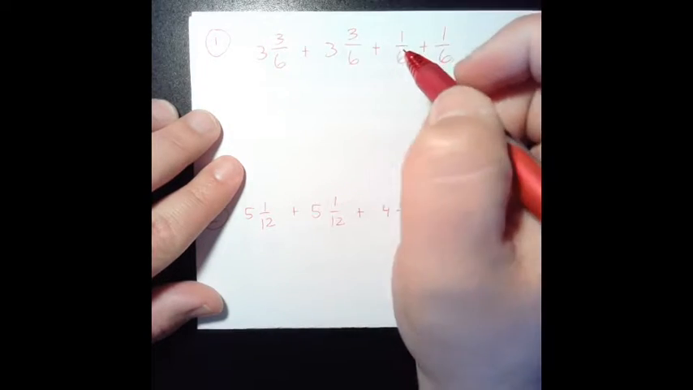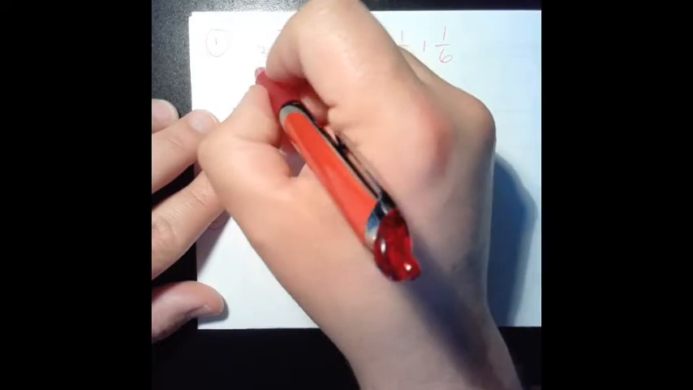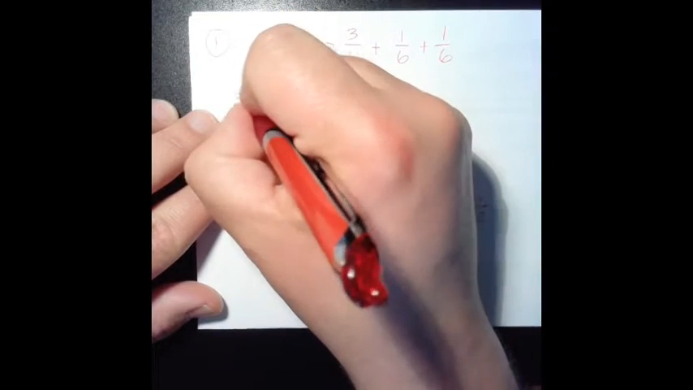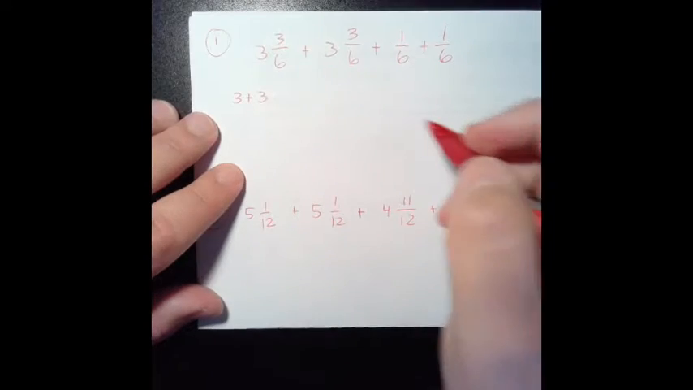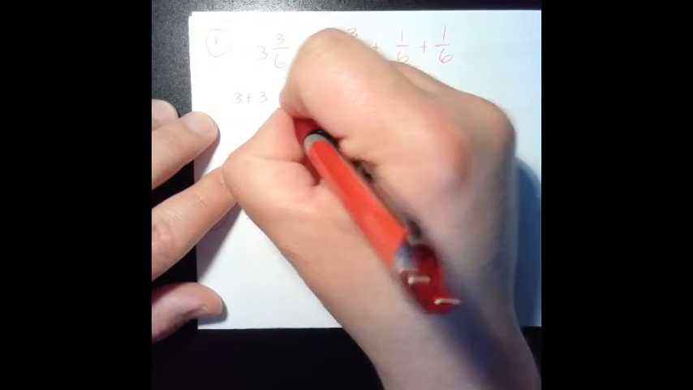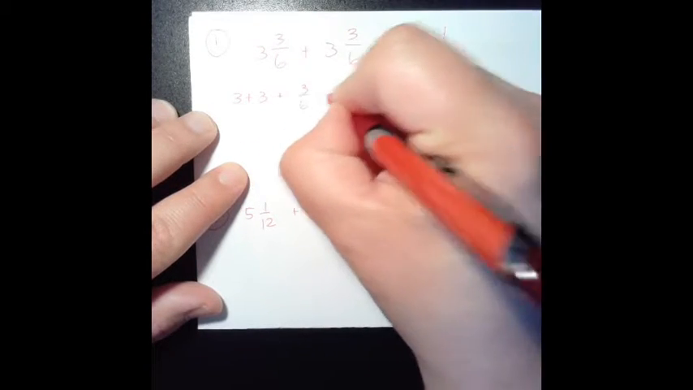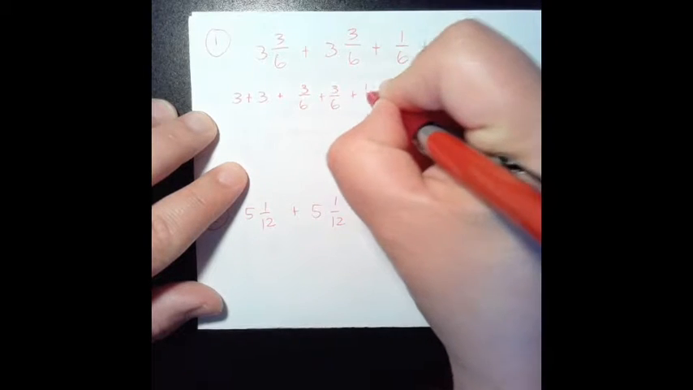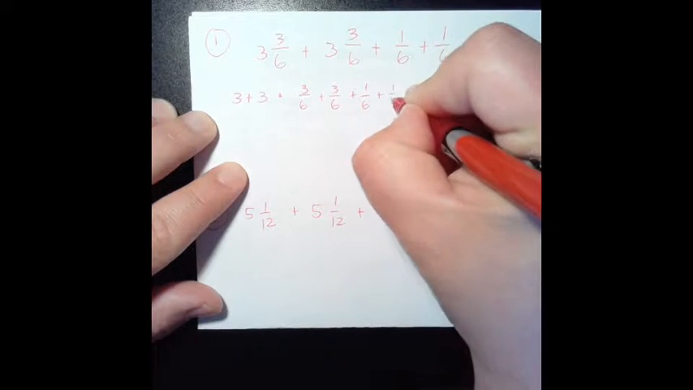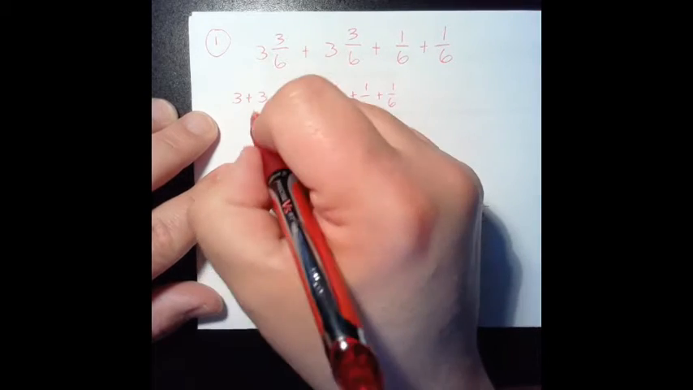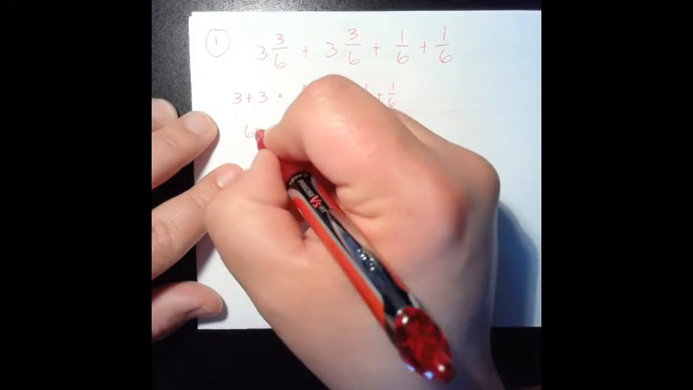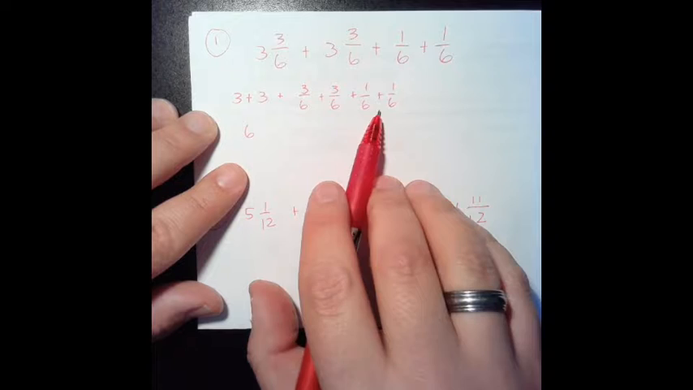What I'm going to do is put my wholes together. So I'm going to go 3 plus 3, and then the fractions: 3/6 plus 3/6 plus 1/6 plus 1/6. Now I know that 3 plus 3 is 6. I'm going to hold on to that over here for a minute, and I'm going to add my fractions.